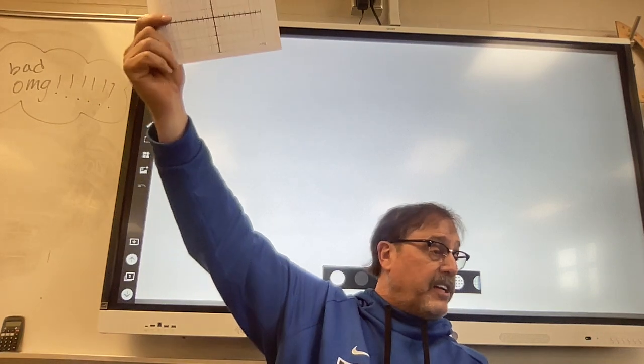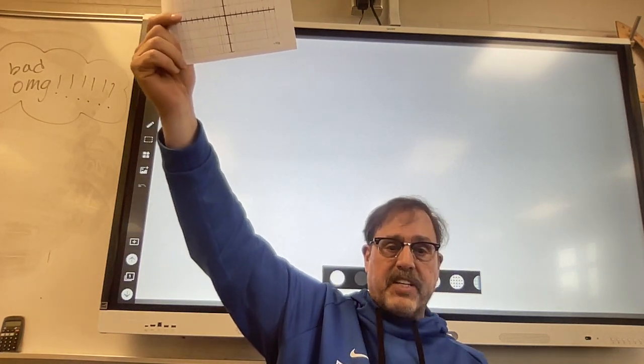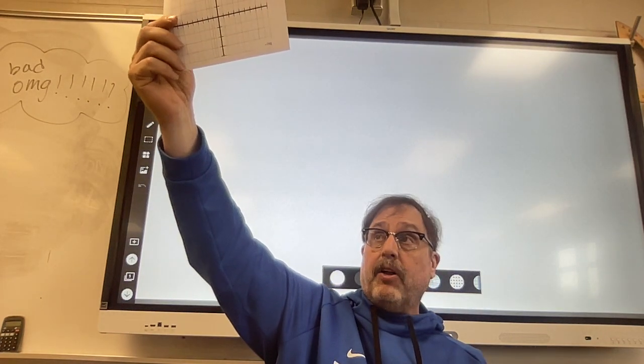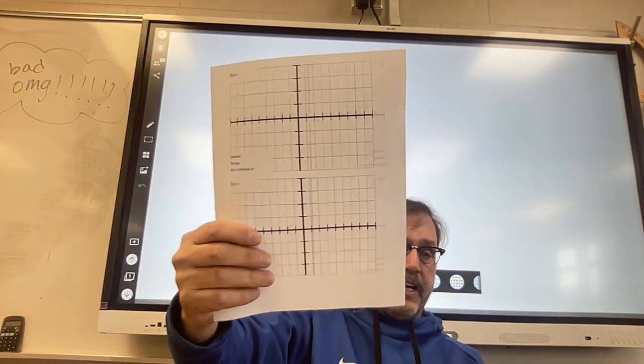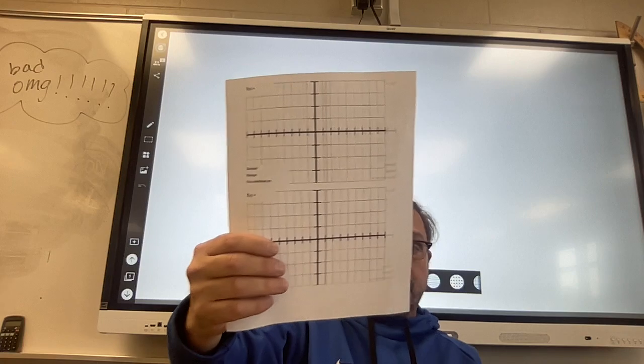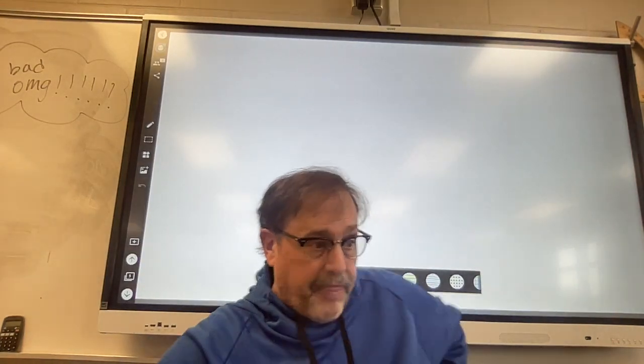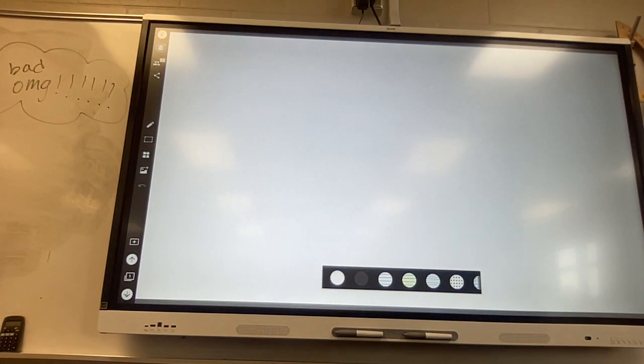Our first objective, which I've put on Schoology, says this: I can label the horizontal axis using degrees. So you've all got this sheet in front of you. You're not writing anything on it. Maybe you could write your name on it. That'd be a fine thing to write.